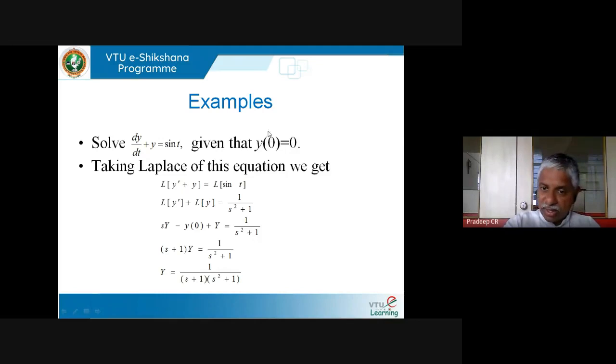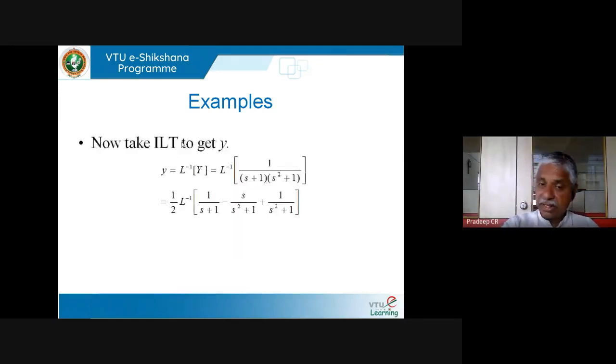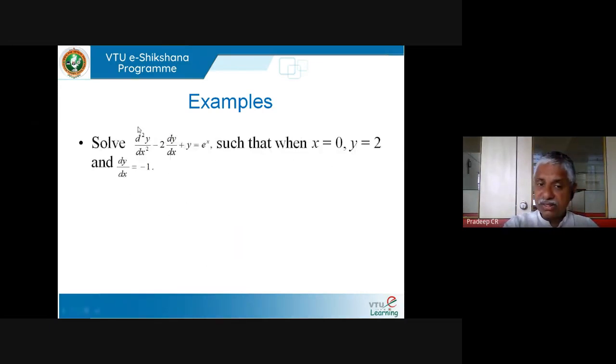So I needed only one condition. y(0) is 0. One condition is sufficient to tell me what the solution for this differential equation is. Now in the second problem, you see this is a second order linear differential equation. It's second order because the highest derivative is d square y by dx square. And this is linear, and the coefficients are constant. So this is a linear differential equation of order 2: d square y by dx square minus 2 times dy by dx plus y equals e power x.